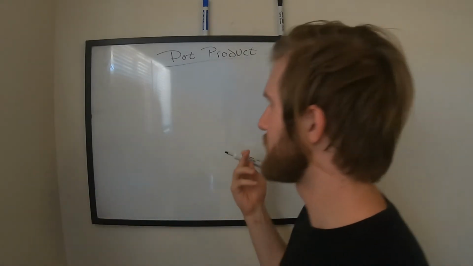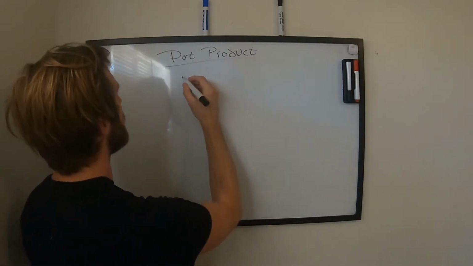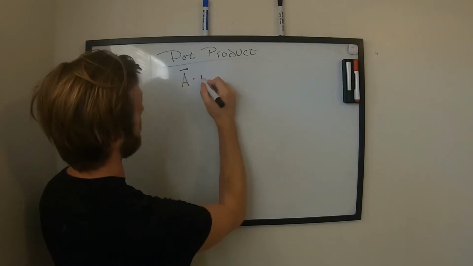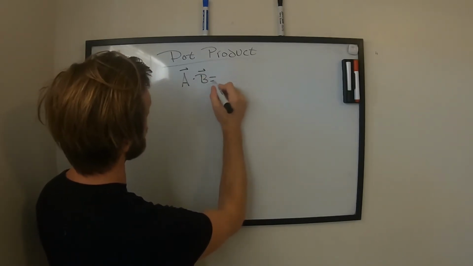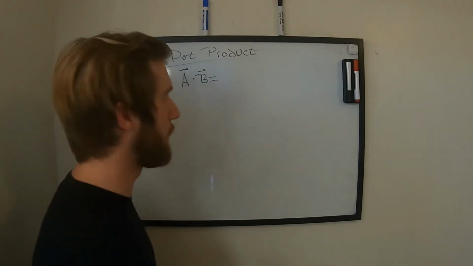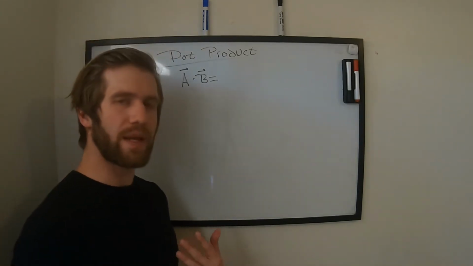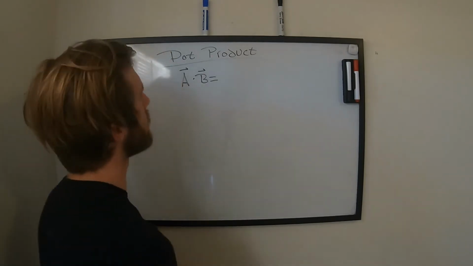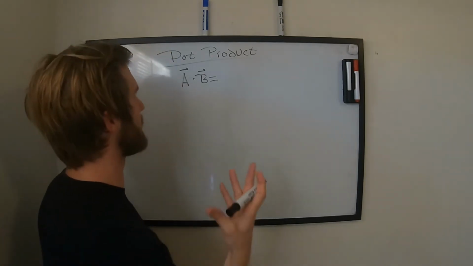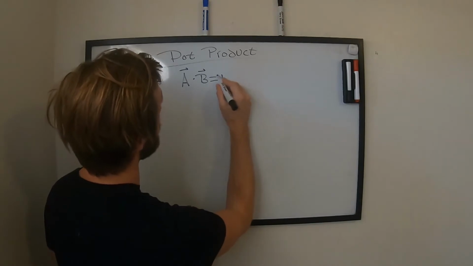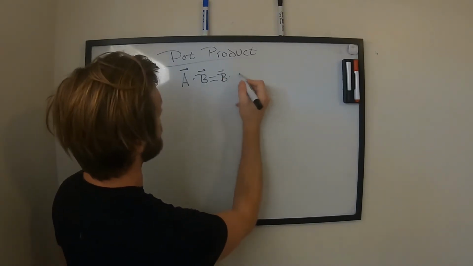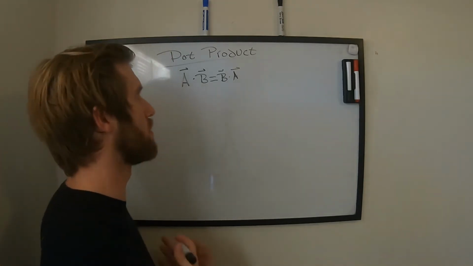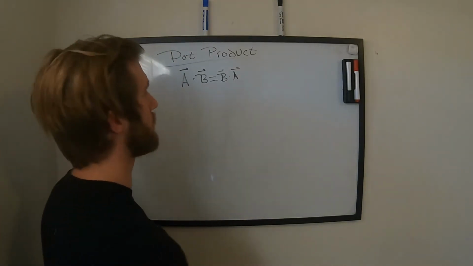So let's go into just defining that here. So if we take vector A dot vector B equals some scalar value, right? Well, one quality of the dot product is that it is commutative. So what I mean by that is you can rearrange this equation like so and end up with the same value. So that is essentially what I mean by commutative.